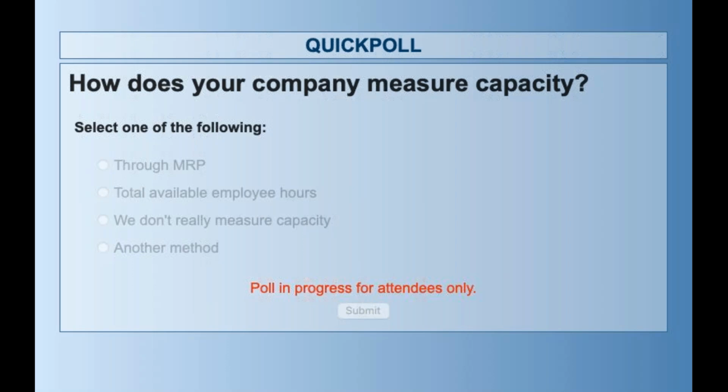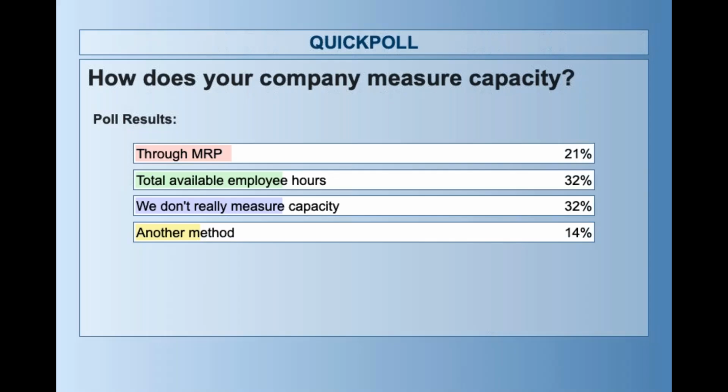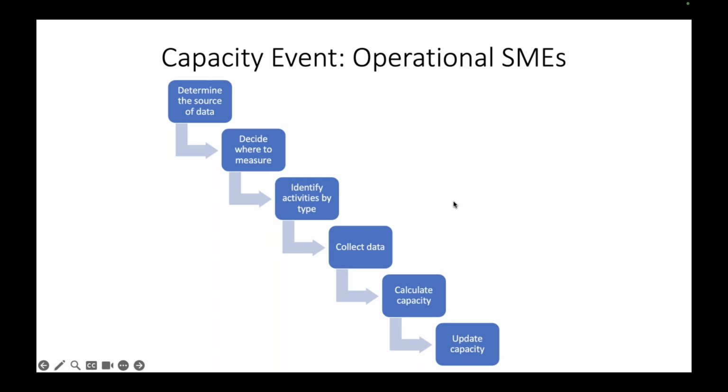All righty, I'll close the poll and share the results. What I expected to see is that a lot of companies use MRP. Sometimes it's just total available hours. Other companies really don't have a method. Okay, good. So we're going to talk for a few minutes about the capacity event in your first pilot.